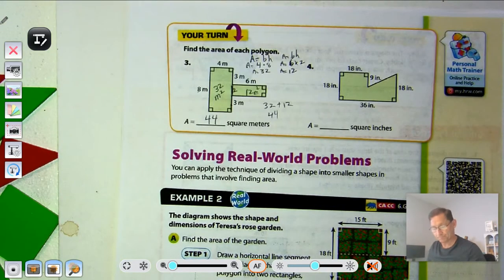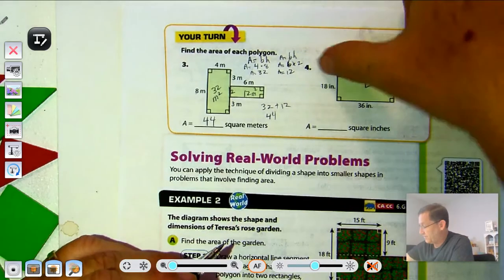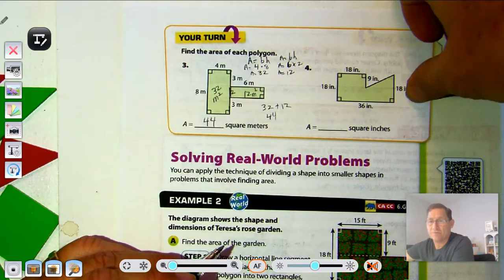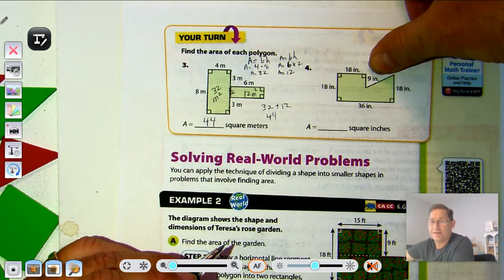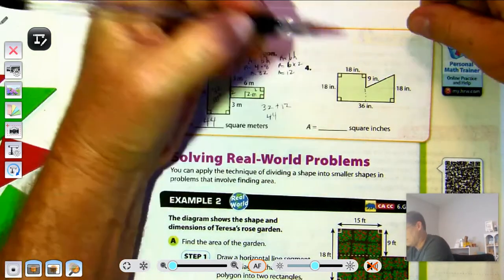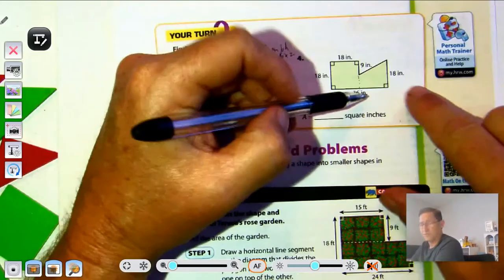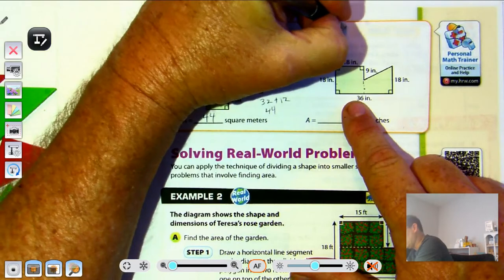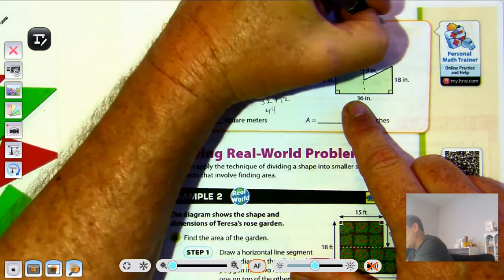Okay, number 4. Well, there's a couple of ways you could do this. You could think of this as a complete rectangle and subtract the missing triangle. Or we could even think of it as a trapezoid and a rectangle. So I think that's what I'm going to do. I'm going to use a rectangle plus the trapezoid.